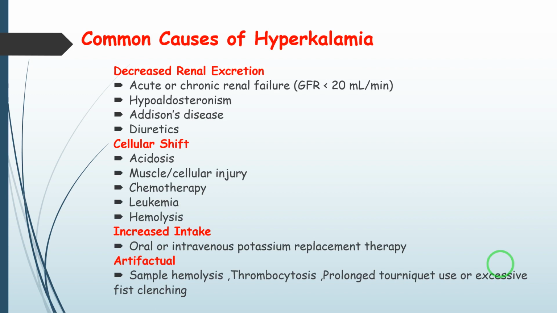So, in case of acute or chronic renal failure, when the GFR is less than 20 ml per minute, the potassium will be retained and lead to hyperkalemia. In case of hypoaldosteronism, aldosterone favor the retention of sodium and the excretion of potassium to maintain the electroneutrality. In case there is a decrease in the level of aldosterone, the process of sodium retention and potassium excretion will be decreased, and as a result there will be hyperkalemia.